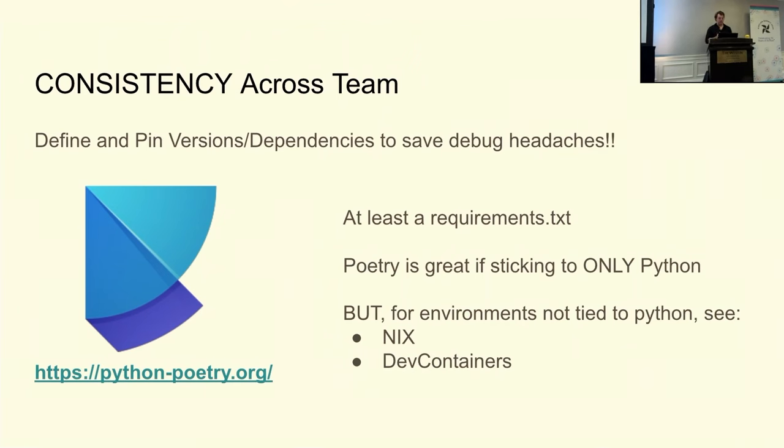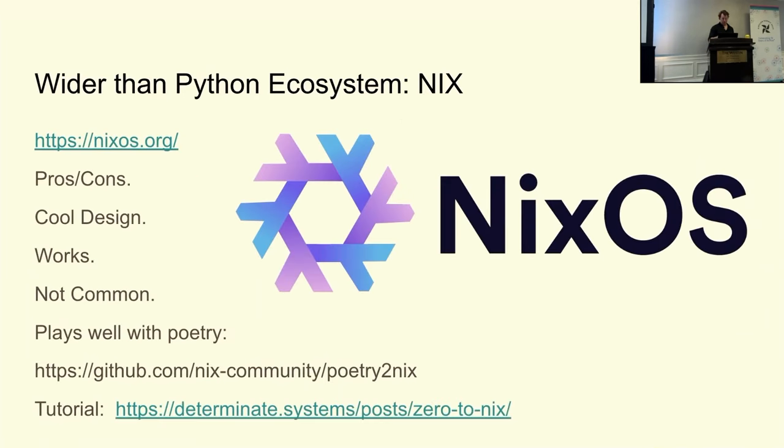So for Python specifically, there's Poetry. Hopefully at least you have requirements.txt files you're using. Poetry is a fantastic tool that I think makes a bunch of sense, but it's only for the Python ecosystem. So if you want to go a layer more generic than that, I'm a huge fan of Nix, but that's pretty complicated for people. And if not, dev containers is a great way to go. So I'll share a little bit about these.